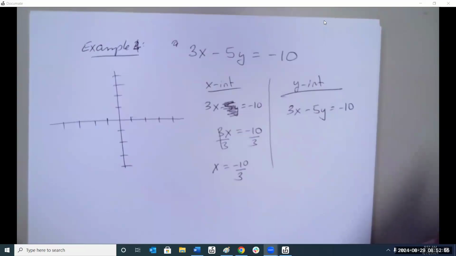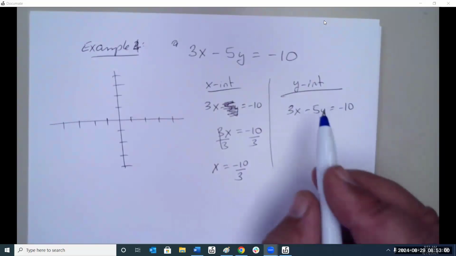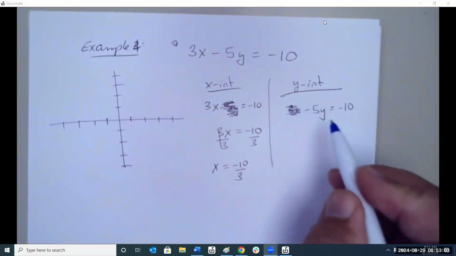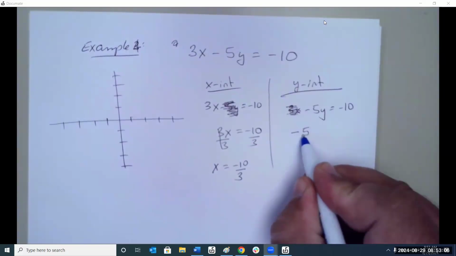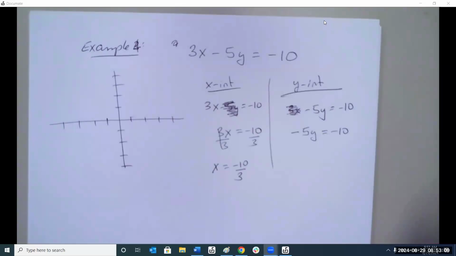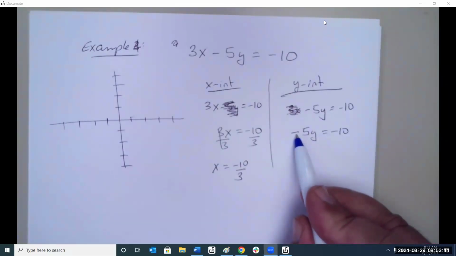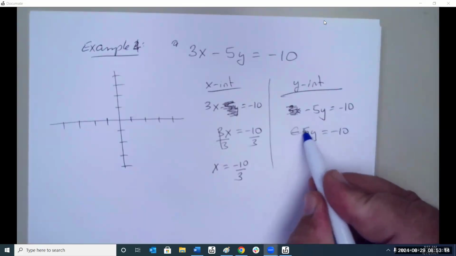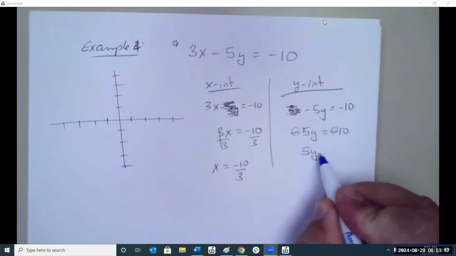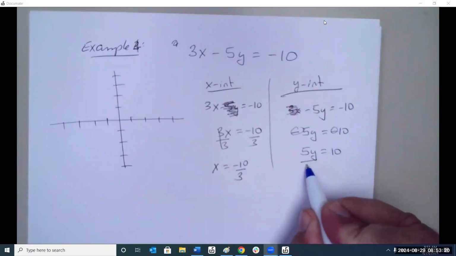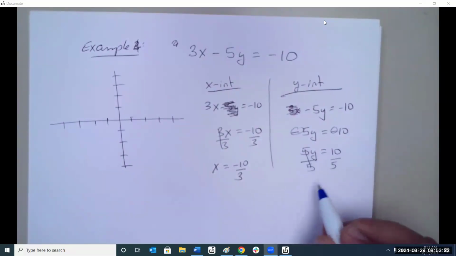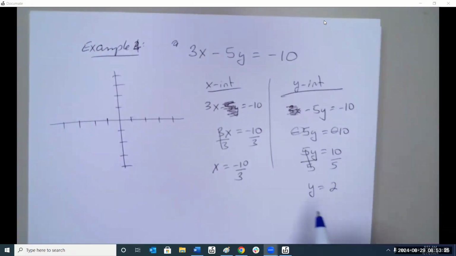Uh-oh. That one doesn't work. So we can't use the x-intercept. How about the y-intercept? Get rid of the x. So we have negative 5y equals negative 10. Since there's a negative coefficient, change the signs. So we have 5y equals 10. So we know that at (0, 2), we have a point. We're halfway there.